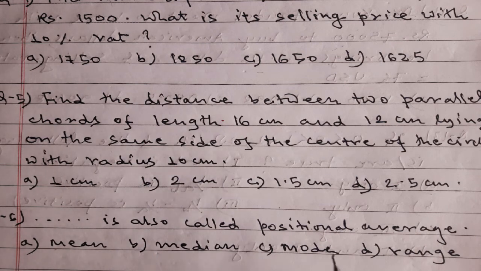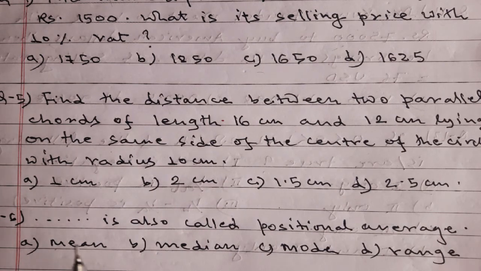Mean, median, mode and range. We are given 4 methods of finding the average of the given data. We know that median is known as the positional average of the data. According to the question, 6B is the right option. That means median is also called positional average. So we have to circle answer number 6B.